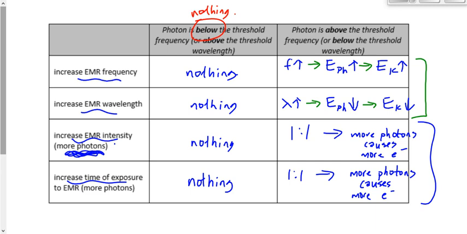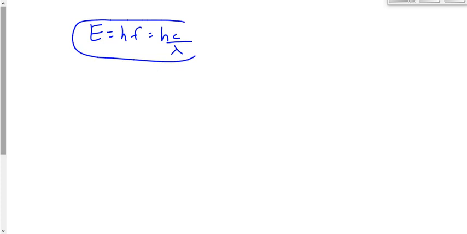What about mathematically? A little summary mathematically. Remember, we know that E is equal to hf. That's not unique to the photoelectric effect, but it's valid. We have the work function, the minimum energy necessary to eject an electron, or the energy that's used up, equal to h times the threshold frequency, or hc over lambda max.